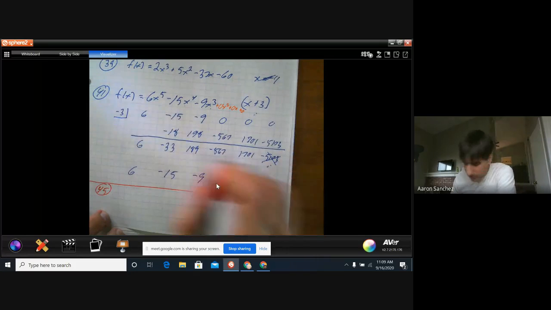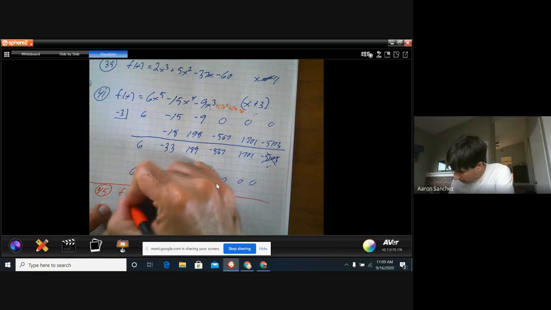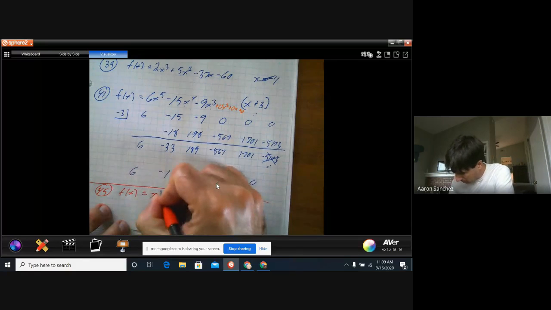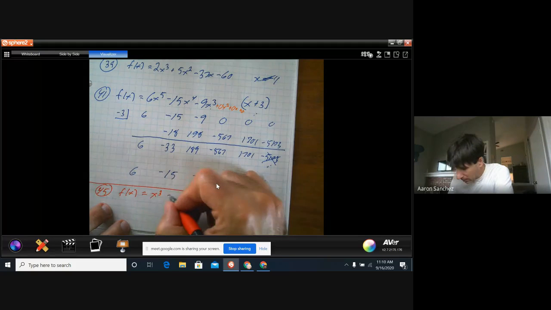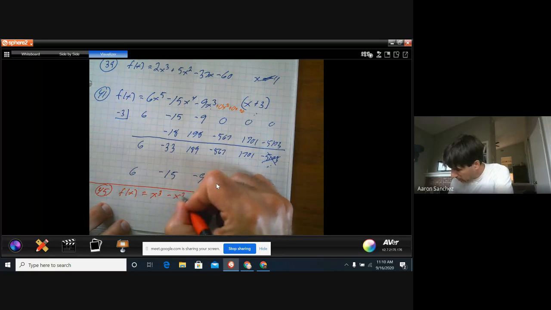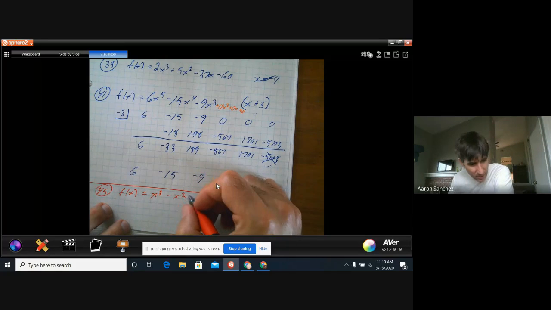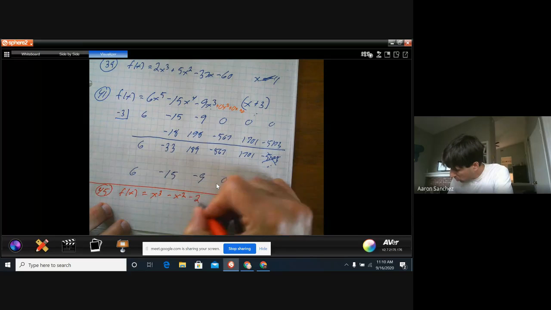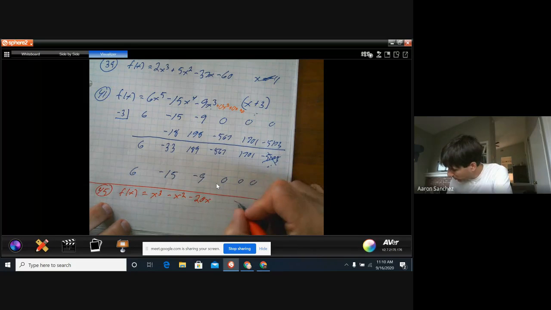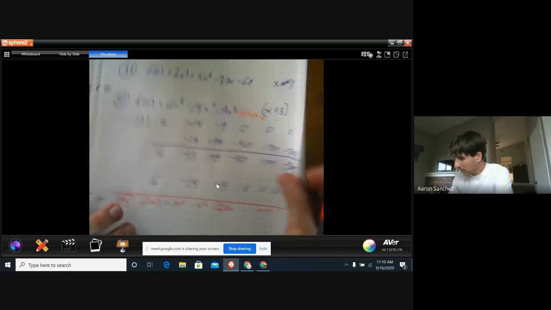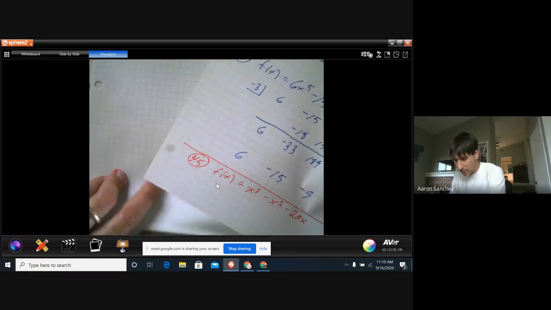Okay, so f of x equals x cubed minus x squared minus 20x. And then we have x plus 4. And we got to add our zeros here, right? So let me continue this.